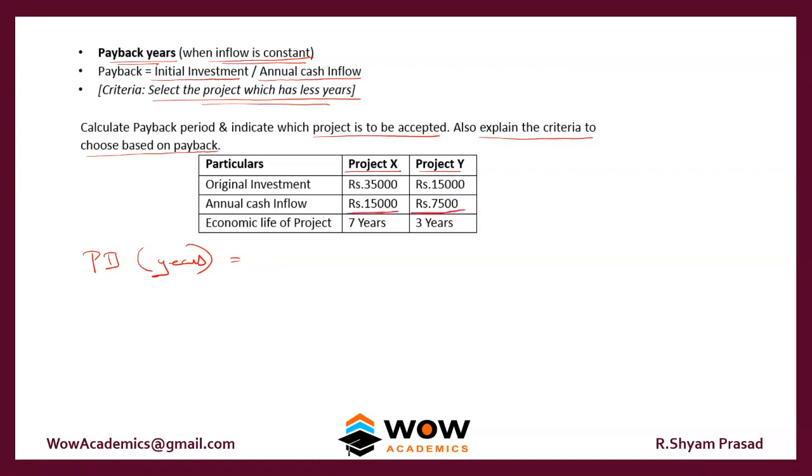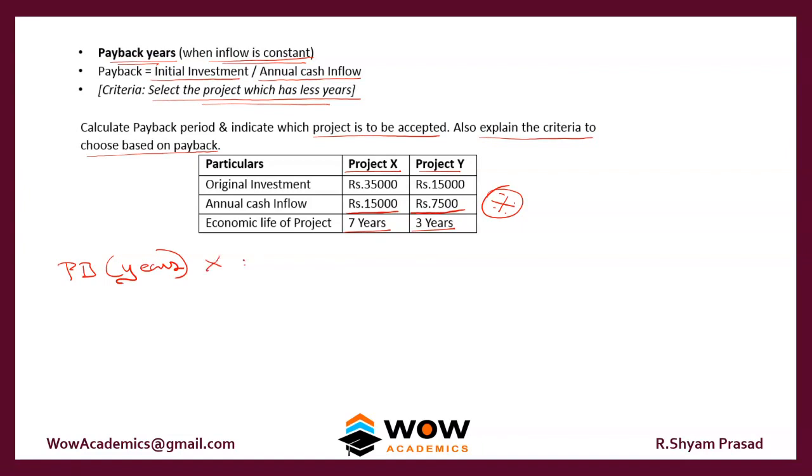So if it's going to be a differing number in each year, they would have given you that. But as it's the same number, the cash inflow is constant. So only for when the cash inflow is constant, we can use this method. And they have also given you economic life of that project. So we'll start for project X.